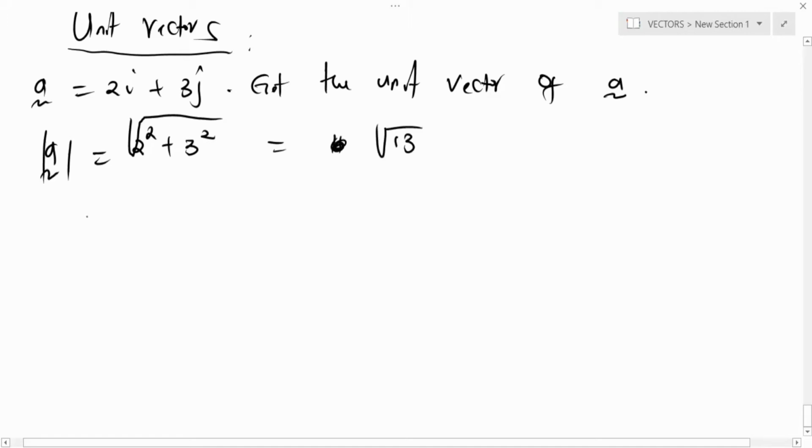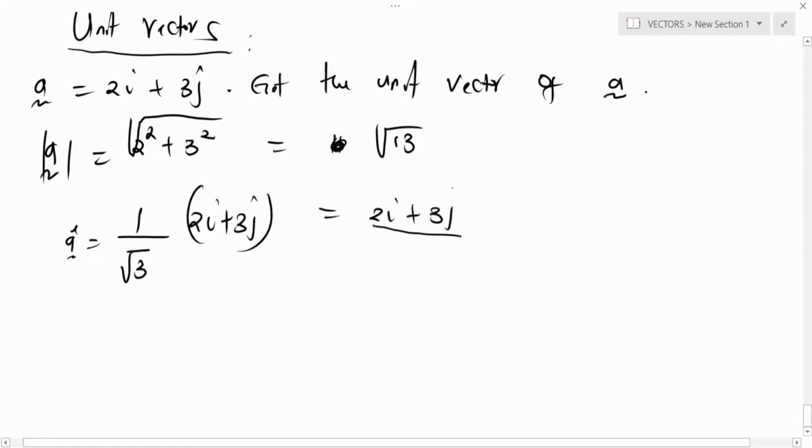So getting the unit vector of A is basically 1 over root 13 times (2i plus 3j). You basically divide this vector by its modulus. So this is just the same as 2i plus 3j divided by root 13, or you can also write it as 2 over root 13 i plus 3 over root 13 j.